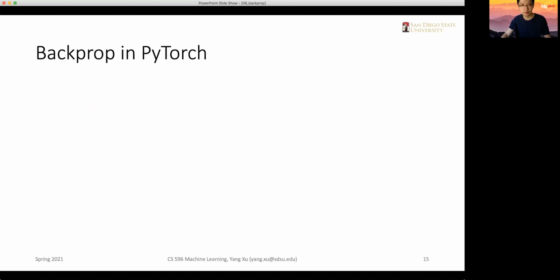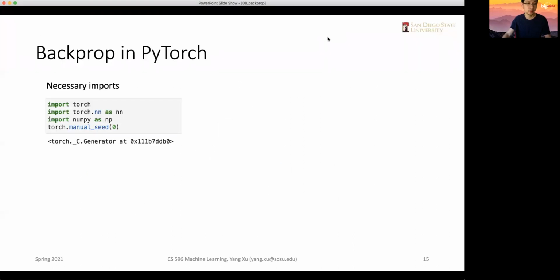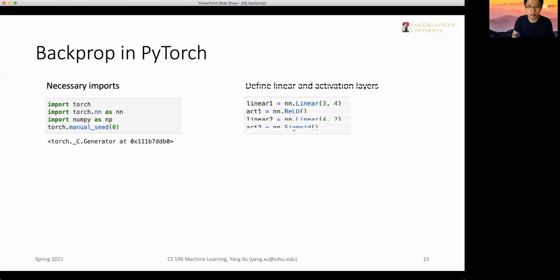Alrighty. So we would still use the torch.nn as our primary usage and import the packages. And this time, it'll be a little bit more complex than the previous PyTorch example because we now study the two-layer neural network.